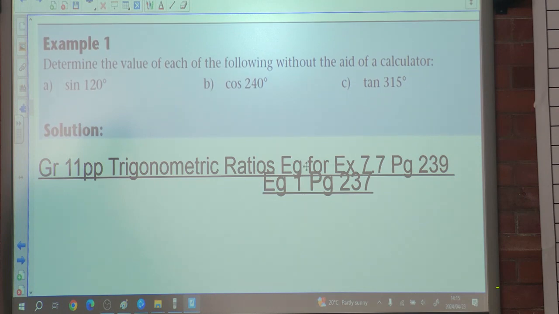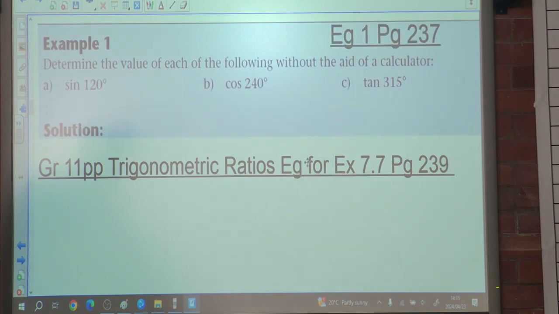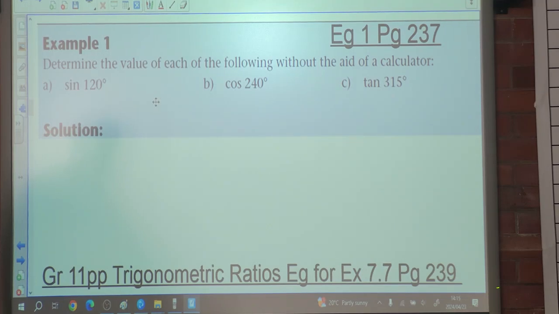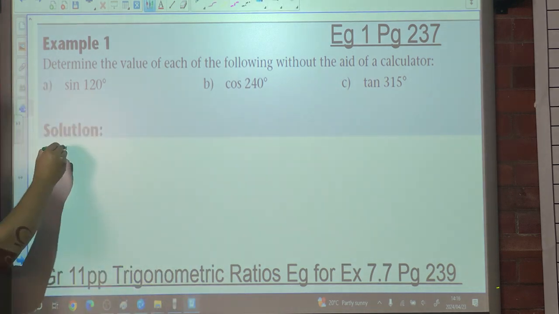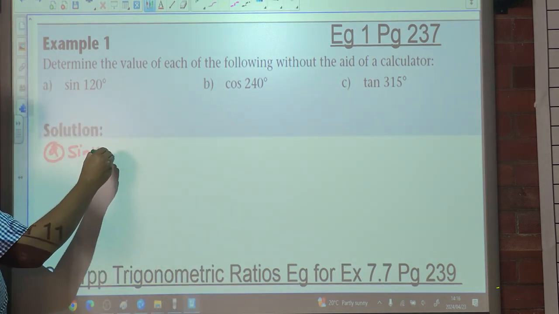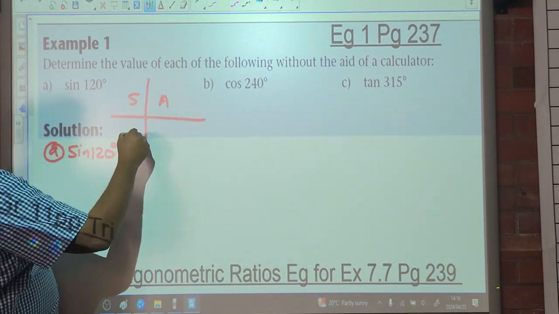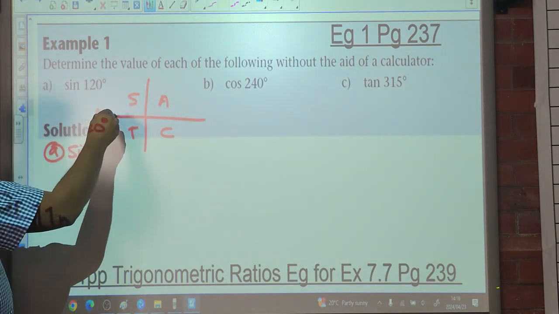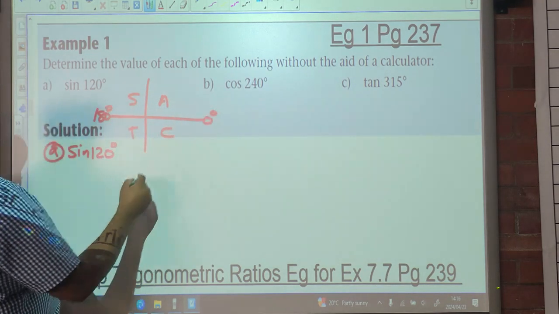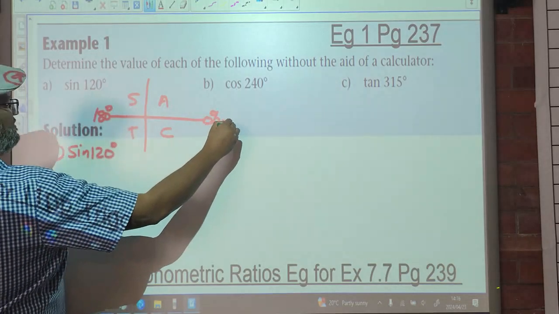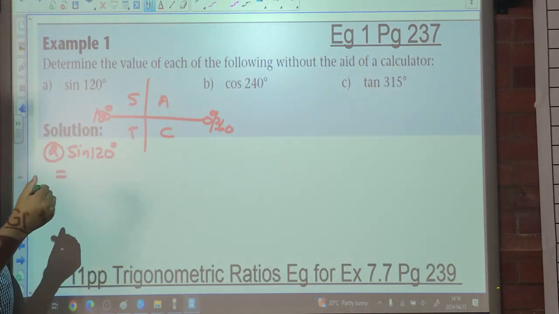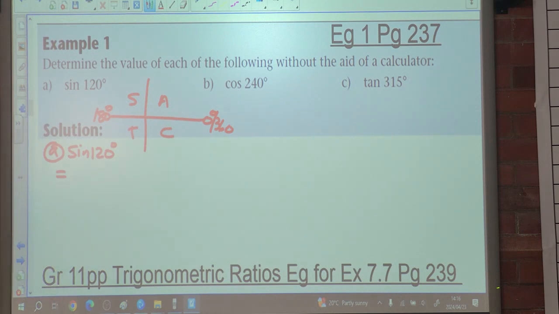People, I'm looking at example 1, on page 237. Determine the value of each of the following without the aid of a calculator. Let's look at A: sine of 120 degrees. Where do we start? We say, all stations to level. In which quadrant is 120 degrees? Quadrant 2. How do we get to quadrant 2? 180 minus. You could have said 90 plus, but we wouldn't use 90 plus or minus or 270 plus or minus unnecessarily, only when we really need to.